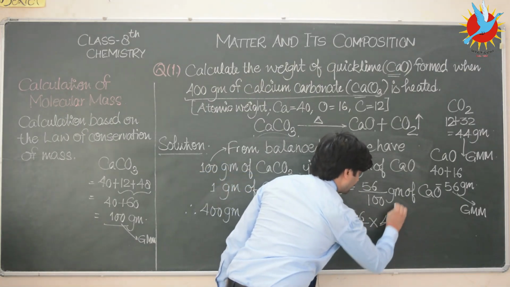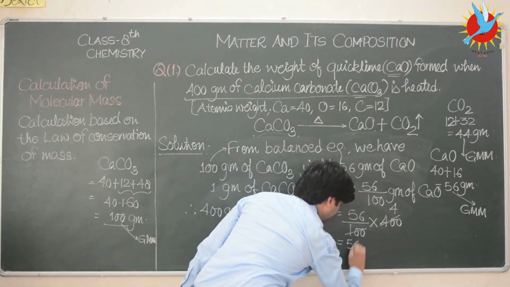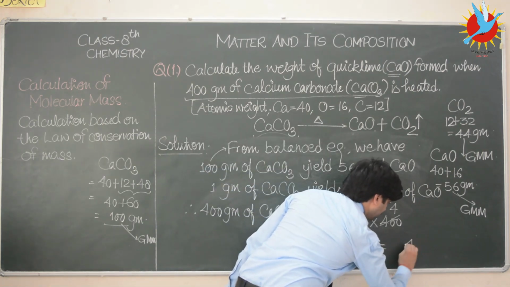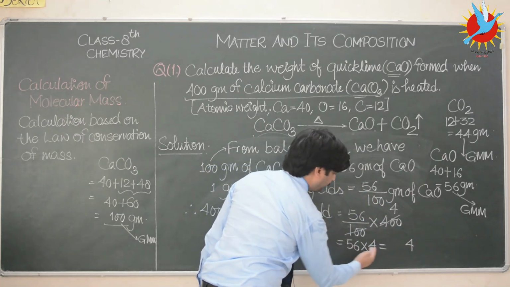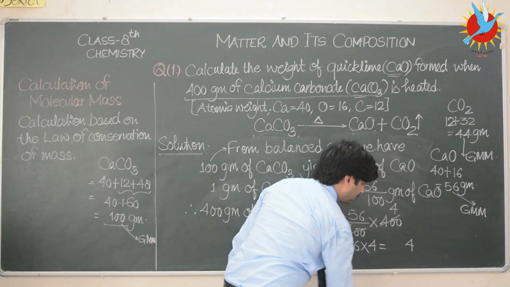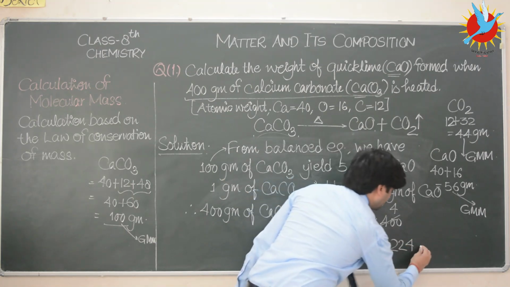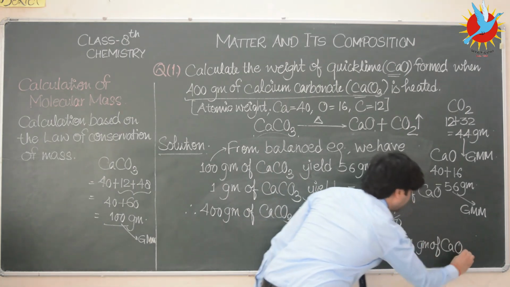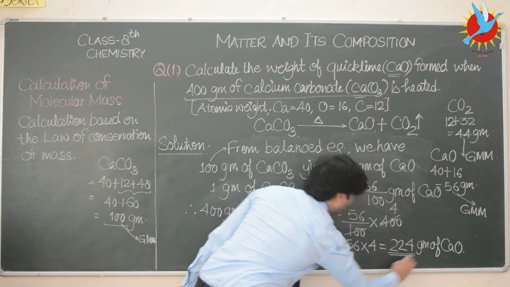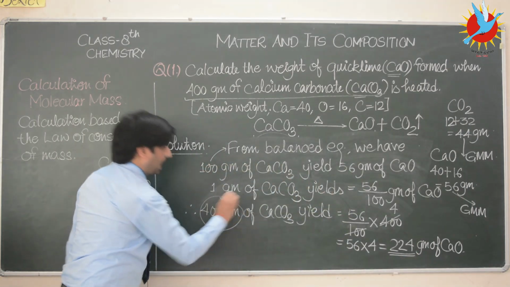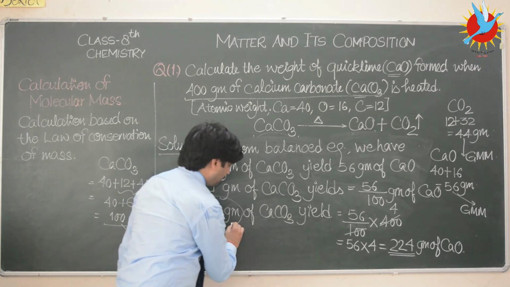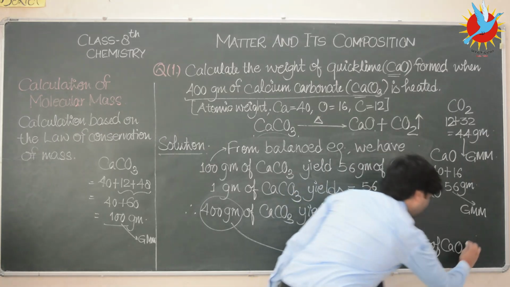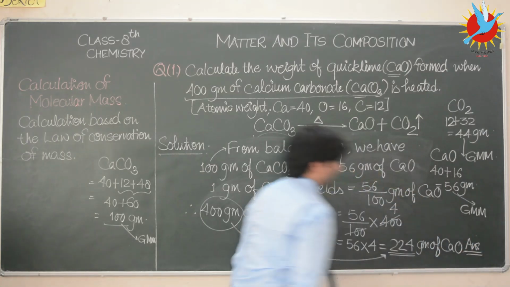100 into 4 cancels to 400, and we have 56 into 4, that comes 6 4s are 24, carry 2, 5 4s are 20, 20 and 2 22, that comes 224 gram of calcium oxide. This is the answer. So if we will take 400 gram of calcium carbonate, then we will get 224 gram of calcium oxide. That will be the answer of this question.